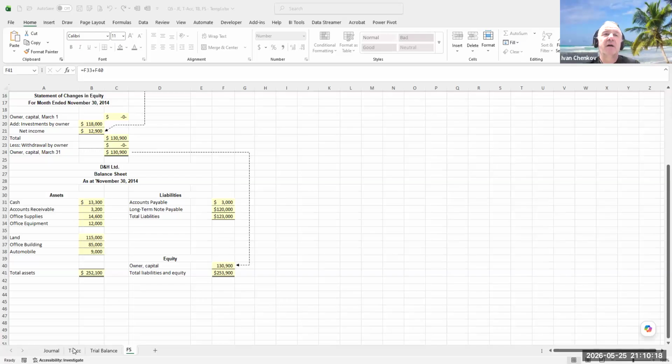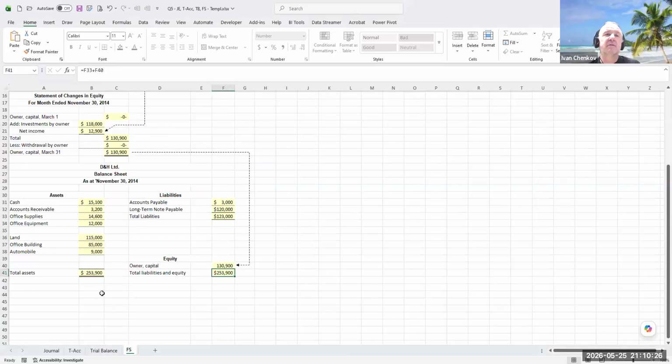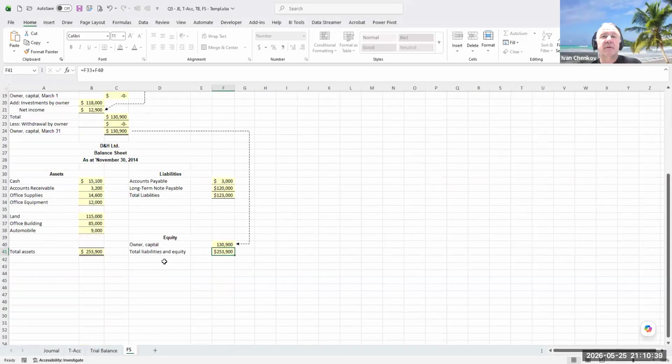So now you have to go back to the transactions and try to find out which one it is. And once you fix it, the trial balance is in balance, the financial statements are in balance, and you're ready to submit the financial reports. That's how you deal with all those events.